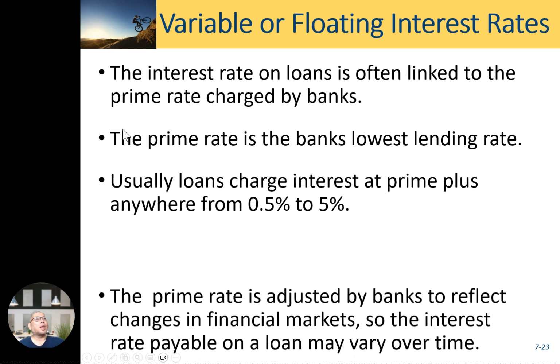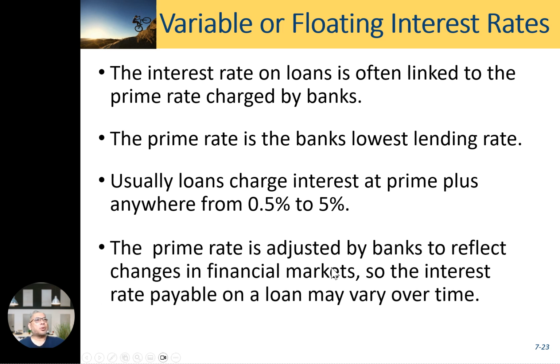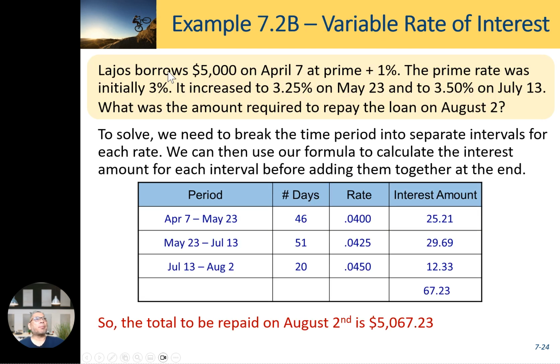The prime rate is adjusted by the bank to reflect changes in the financial market, so the interest rate payable on a loan may vary over time. Example here: I just borrowed $5,000 on April 7 at prime plus 1%. The prime rate was initially 3%.